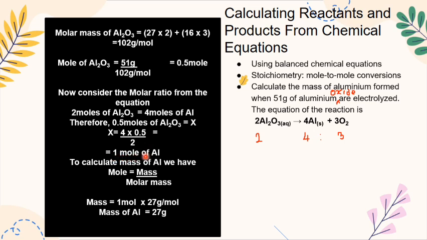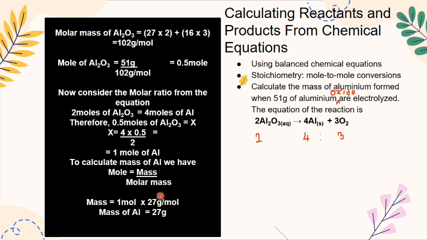So X is equal to, you just cross multiply, so it's going to be 0.5 moles times 4 moles, divided by 2. Just for you to cross multiply this. So we now have the final answer for the mole of aluminium to be 1 mole of aluminium. Now we are not done.